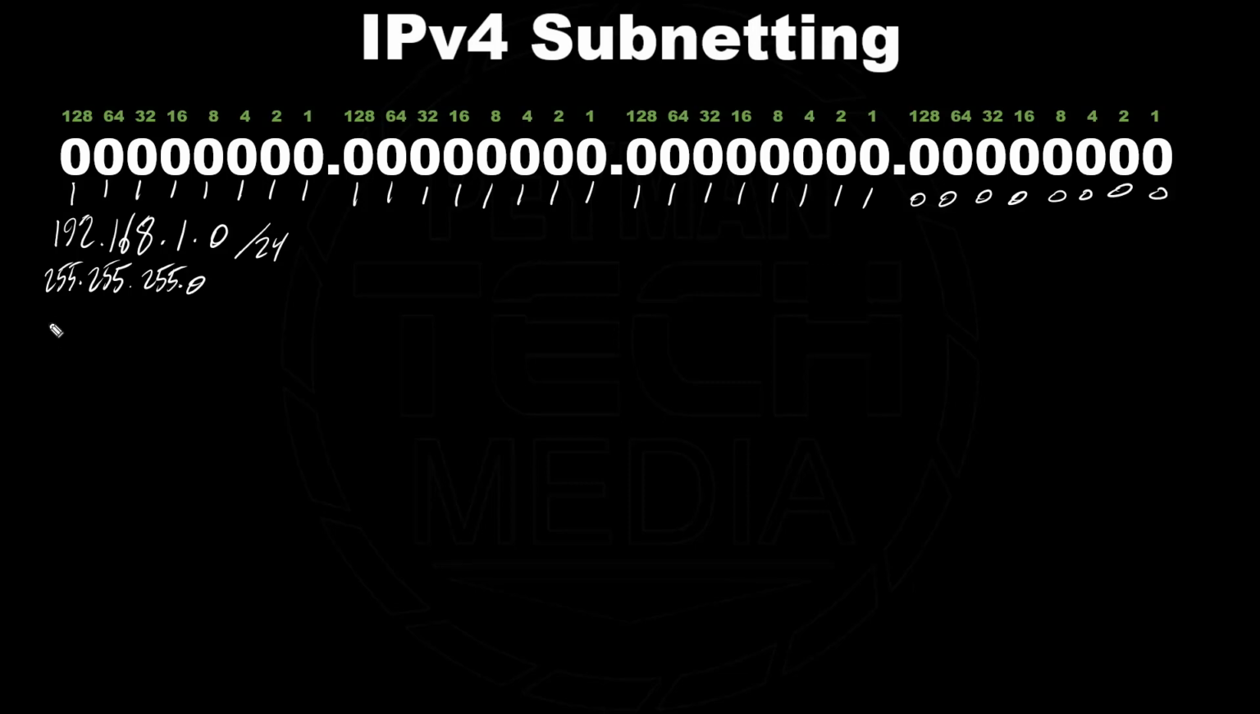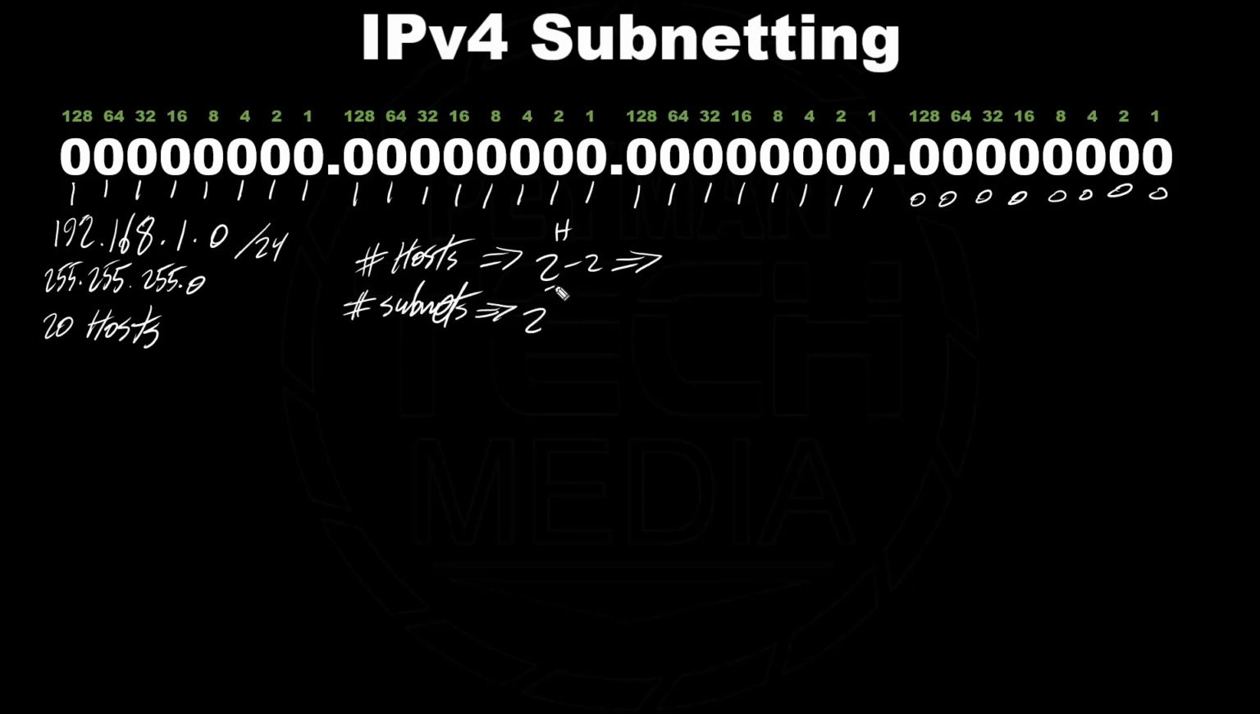Okay, so they are asking for 20 hosts, or 20 available IP addresses. Earlier we talked about the number of hosts: 2 to the power of host bits minus 2 gives the available IP addresses, right? We take out the network address and the broadcast address, so that's why we do the minus 2. And the number of subnets is 2 to the power of subnet bits.